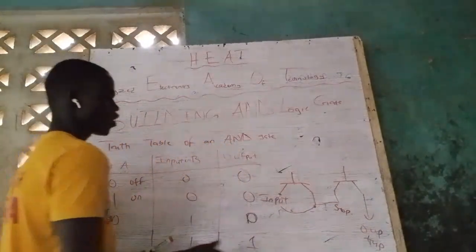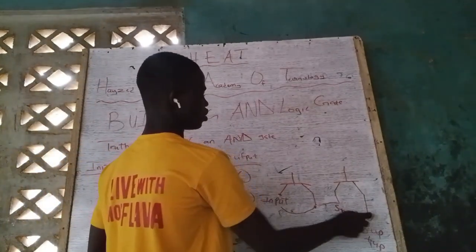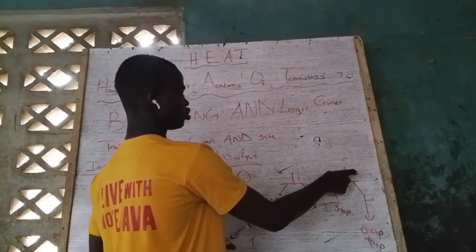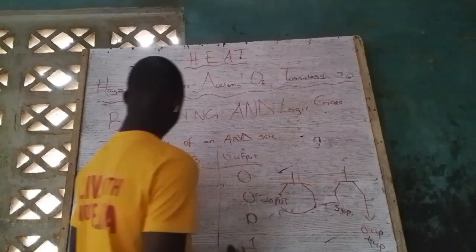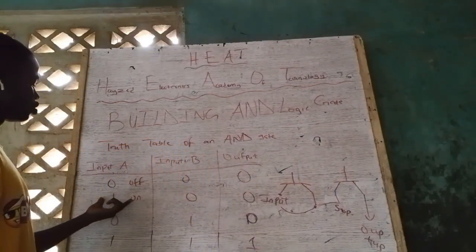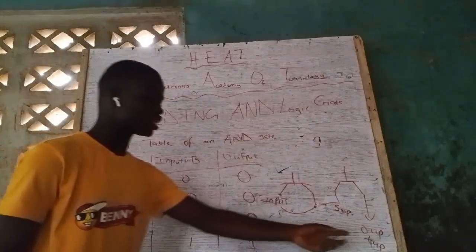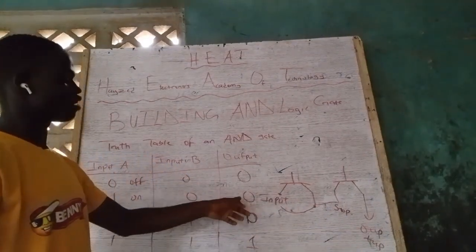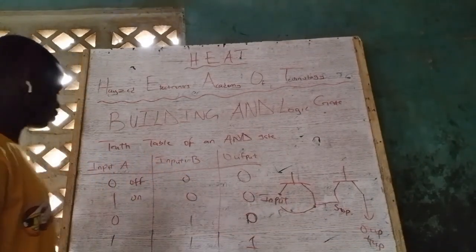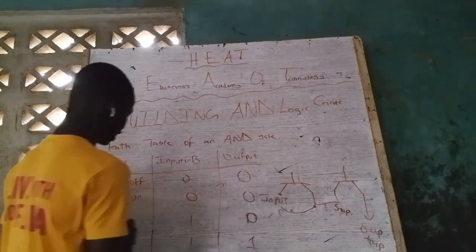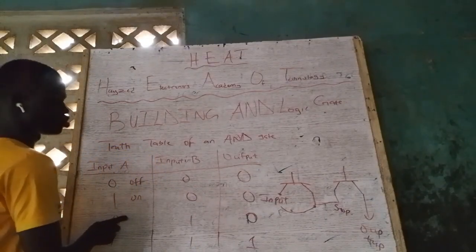But we want our output to get out from this place, whereas the only way it can get out is if this other transistor was what? Turned on. But since transistor A was turned on, but transistor B was turned off, we can't get our what? Output. So I'm going to have 0. Now let's assume this transistor A was at 0. That means it was what? Turned off.